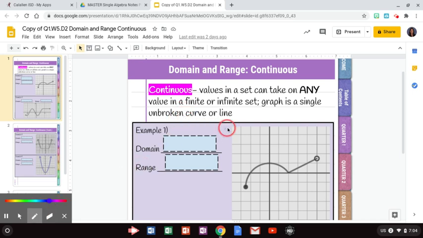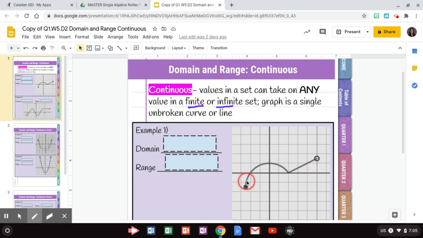Today we're going to be going over domain and range, continuous. Continuous means that values in a set can be taken on any value in a finite or infinite set. The graph is a single unbroken curve or line. So you'll notice that there's a connected line here. When you have a connected line, that changes your domain and your range.